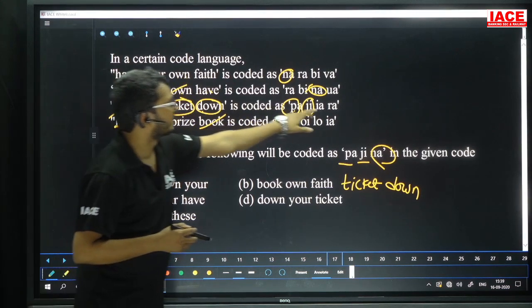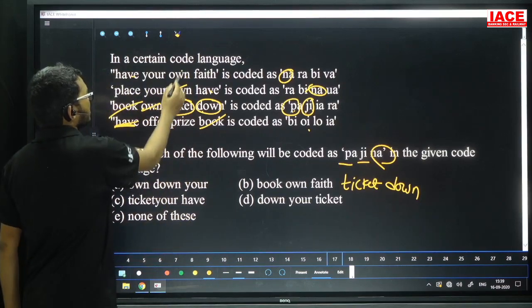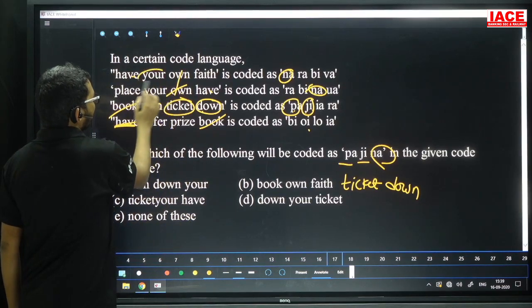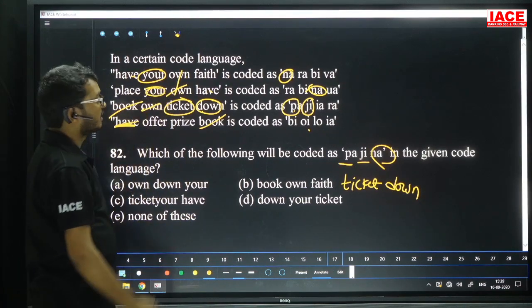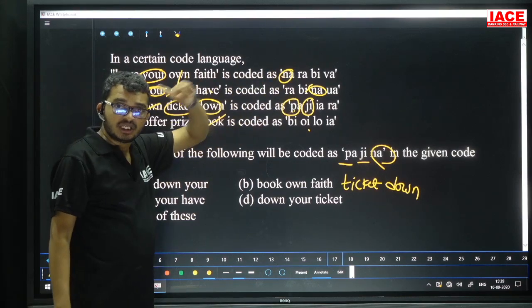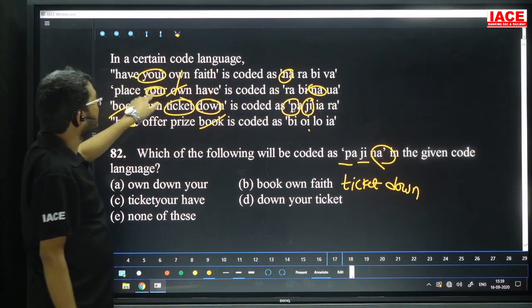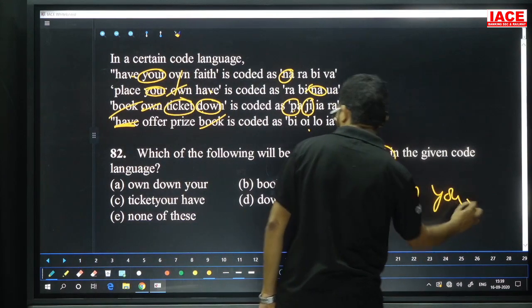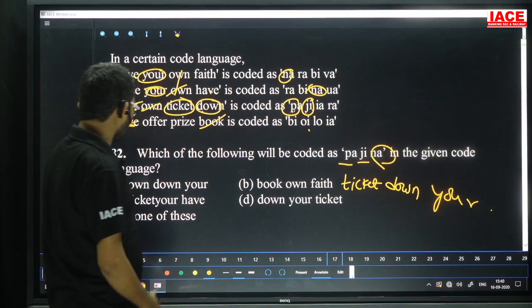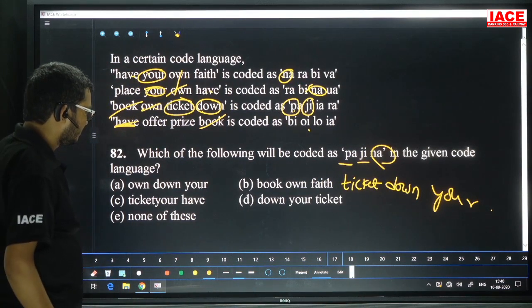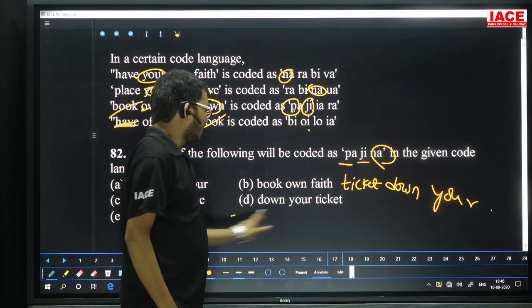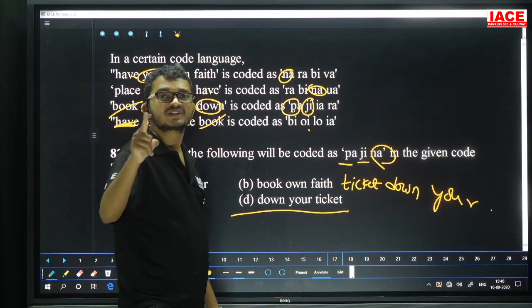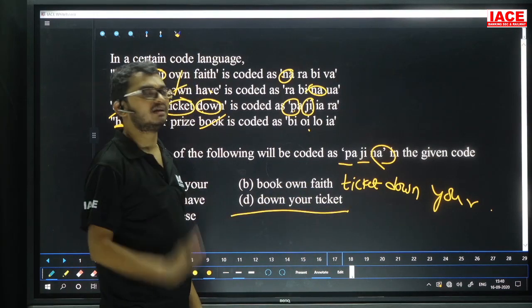Here NA is not there. Leave it. That means here one also has no chance. Next, your. Here also we are having your. So in the first line and second line, only the code is NA and the only information is your. So what is the answer? Ticket down your, and ticket down your. Down your ticket. So what is the answer? Option D. The codes are not necessarily in the same order.